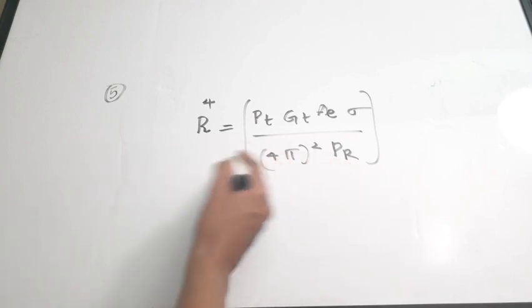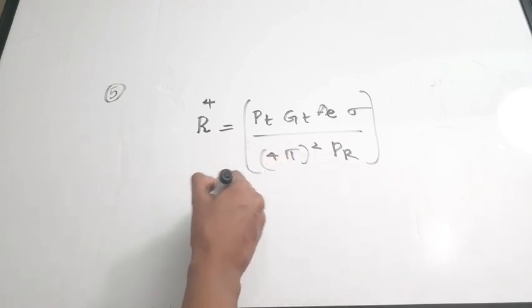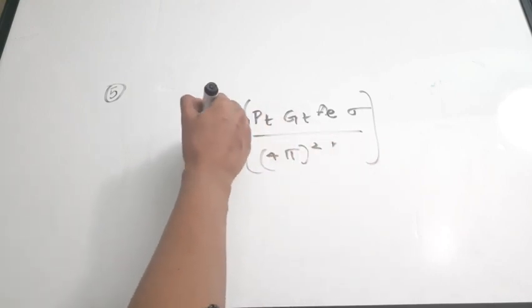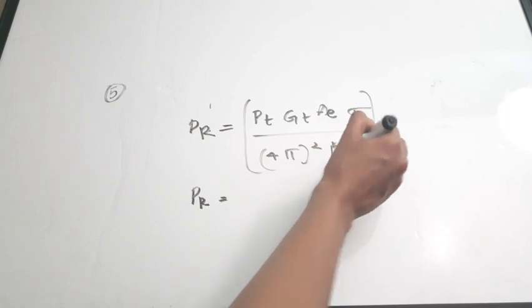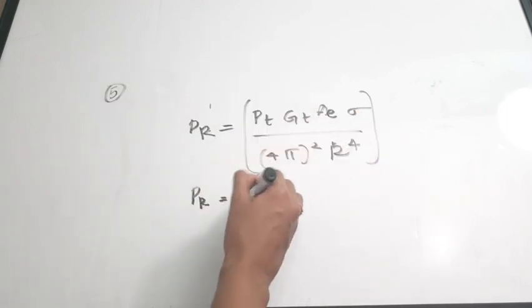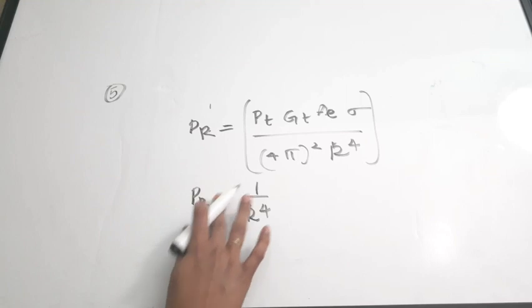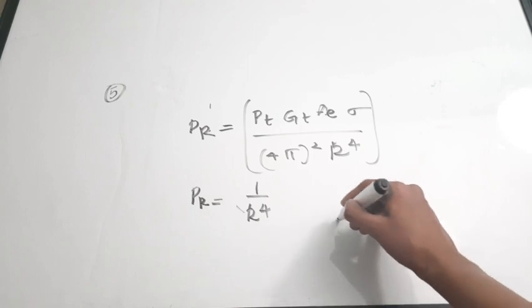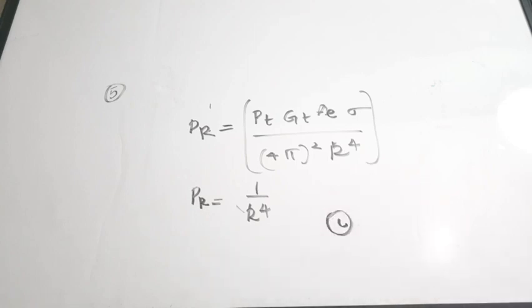Now how can you write the relation? PR equal to, you take PR here, R raised to 4 will come in the denominator. PR is equal to 1 by R raised to 4, or proportional to, right? So the relation is simply PR equal to 1 by R raised to 4, and the correct answer here is option C. So the fifth question, correct answer is option C.